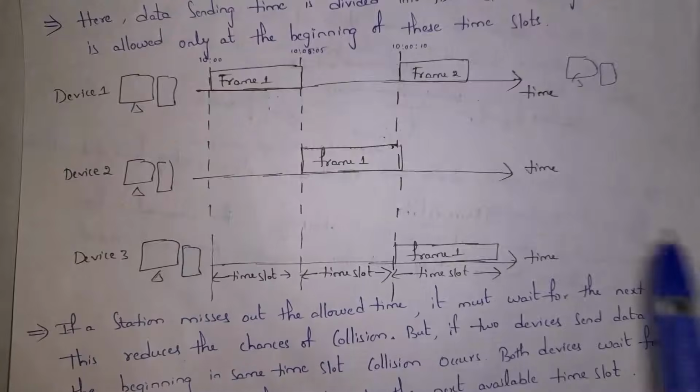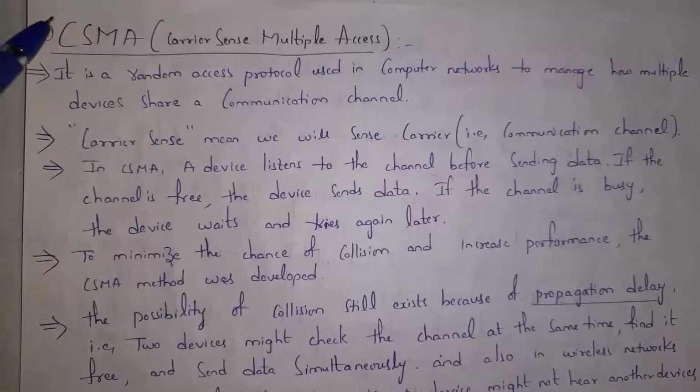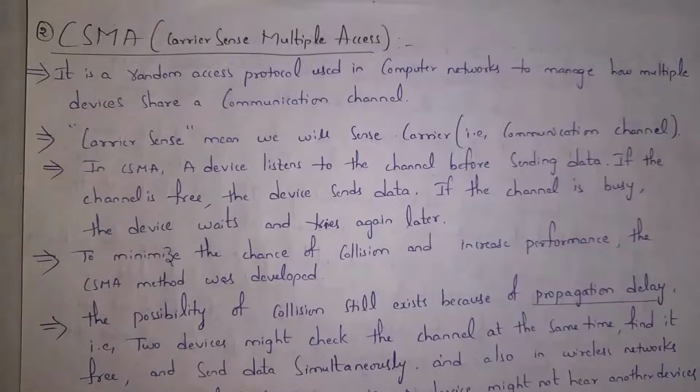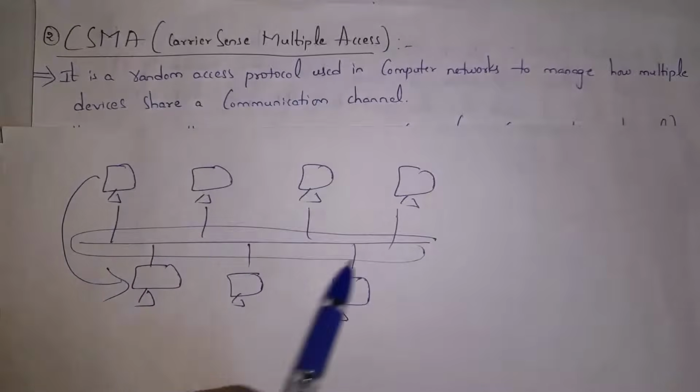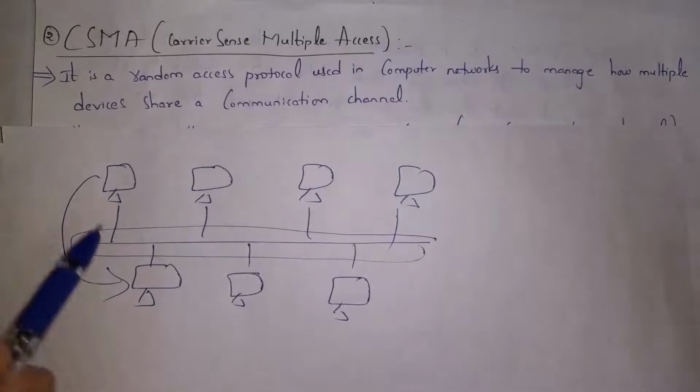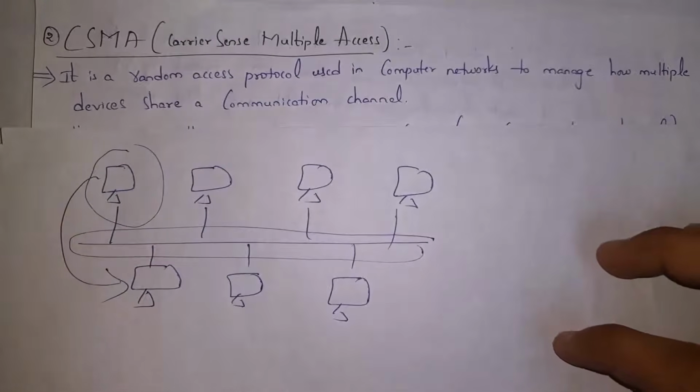Next I will explain what is CSMA protocol. CSMA stands for Carrier Sense Multiple Access. The name itself says carrier sense. Here the carrier is nothing but a single cable. As all devices are connected to a single cable, if any device wants to send data, at first it will sense the carrier. That is, it will check whether any other device is sending data or not. If no device is sending data, then this device will send data.